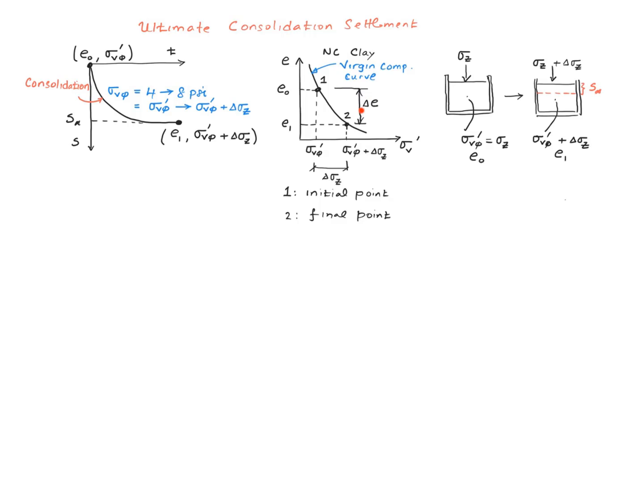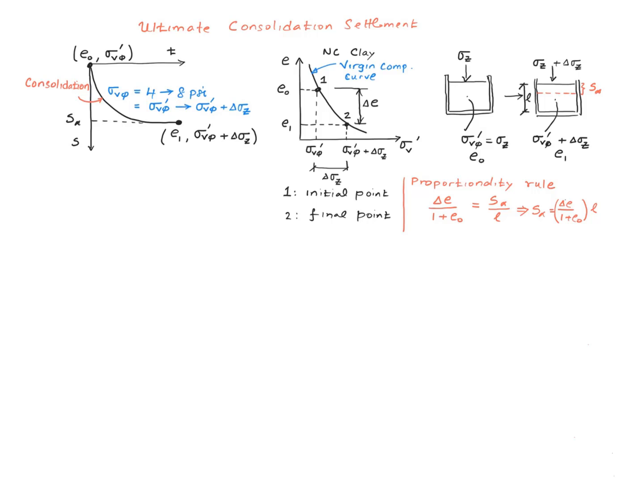The change in void ratio is delta e and that corresponds to an ultimate settlement of S infinity. We call it S infinity because theoretically it's supposed to take infinite amount of time before the ultimate settlement happens, but in practical terms we can always come up with a finite time, and we'll talk about that in the next video. Here's a proportionality rule for calculating S infinity. So once we calculate delta e, we can find S infinity.